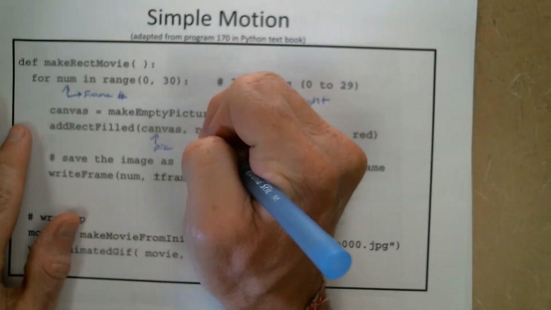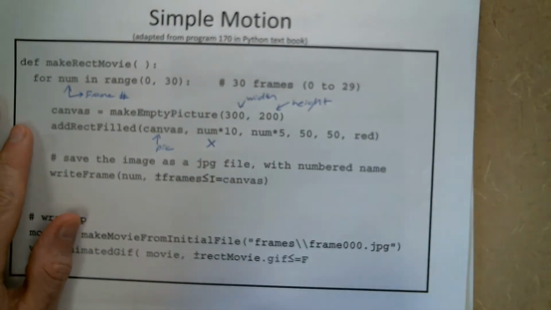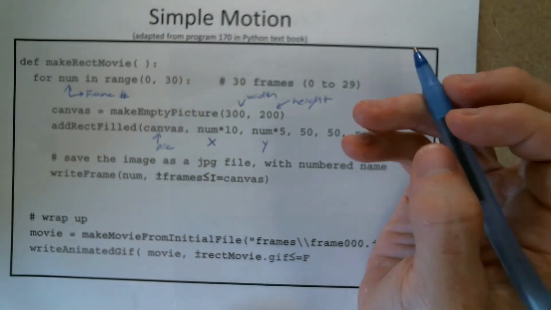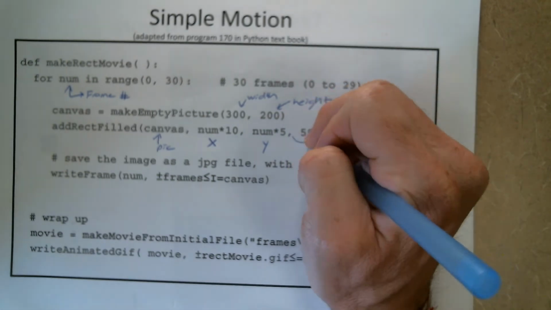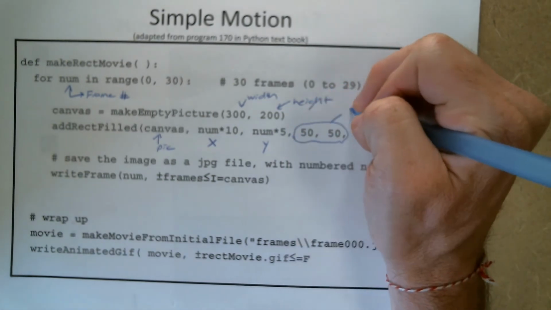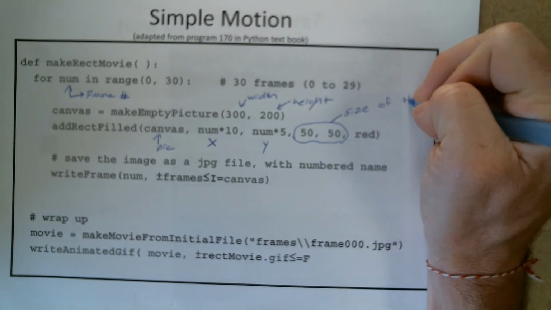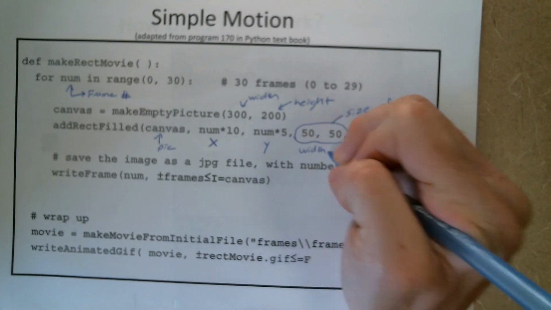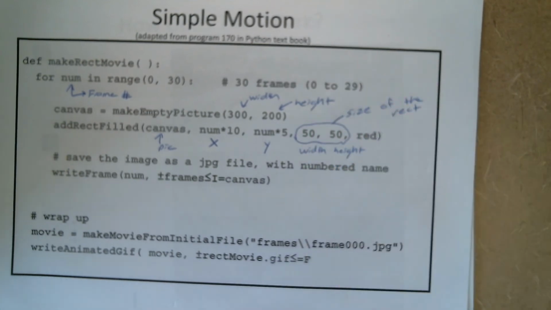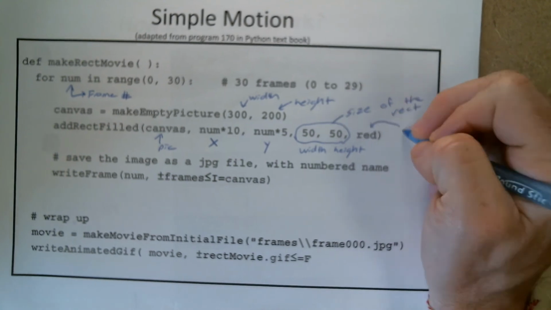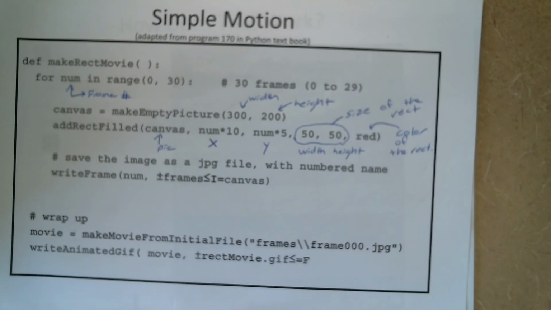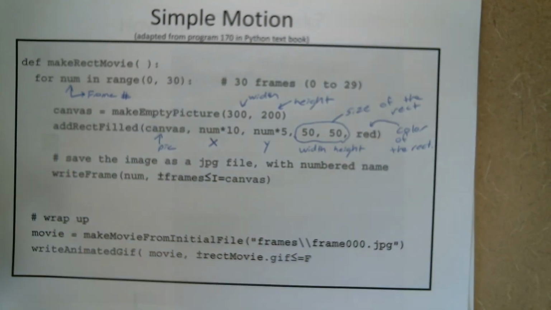This is the X location. This is the Y location. This is the width and height of the rectangle, so this is the size of the rectangle, its width and then height. And this last part, you're probably guessing, is just the color of the rectangle. So I'm drawing this rectangle on a brand new empty picture each and every time.